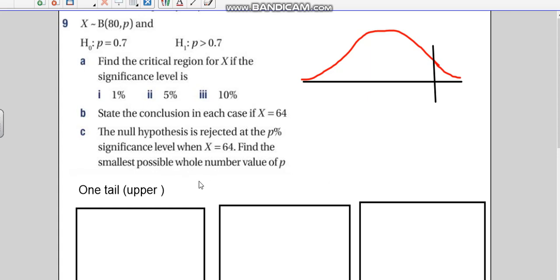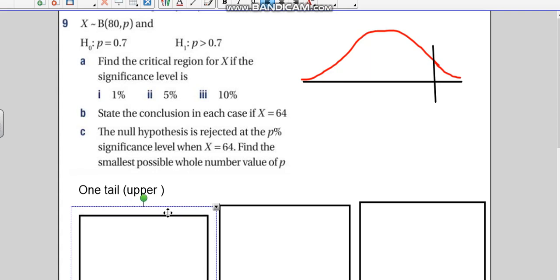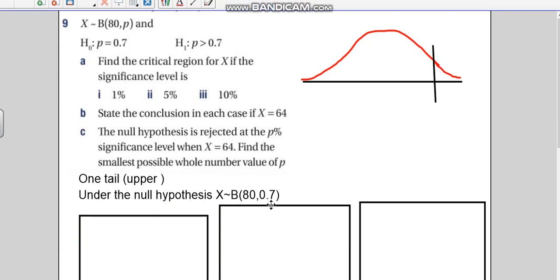Okay, so we've got 2 hypotheses set. As I said, it's one tail, and it's at the upper end, because it's a greater than. So I've put that here. And the null hypothesis is written there. So under the null hypothesis, we would be looking at B(80, 0.7). So this is the distribution that we're going to be using.